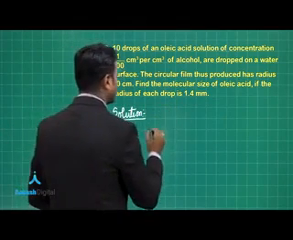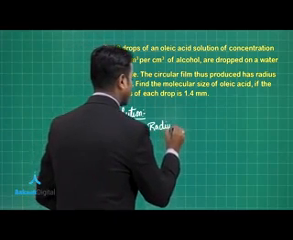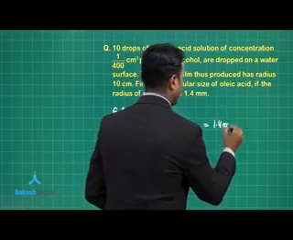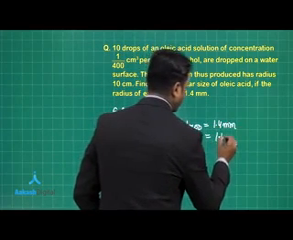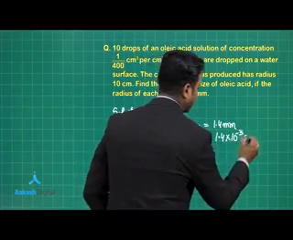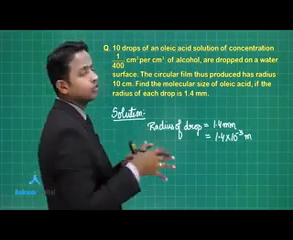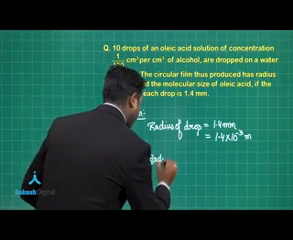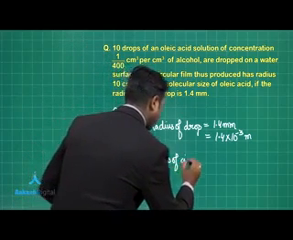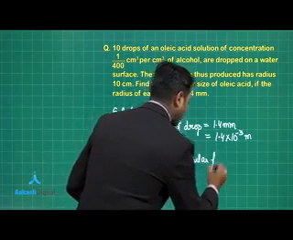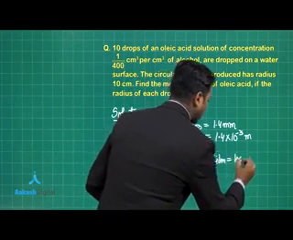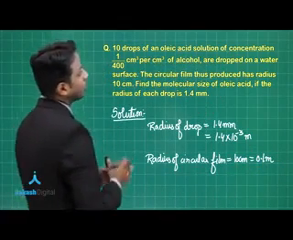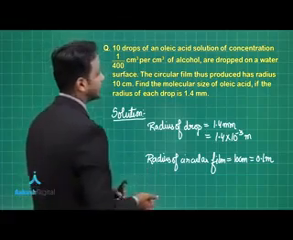The radius of the drop is given to you, so we can write down radius of drop is 1.4 millimeter, 1.4 into 10 to the power minus 3 meter, and then the radius of the circular film that has formed is 10 centimeter. So we can write down radius of the circular film is 10 centimeters, so that can be written as 0.1 meter. Now the total number of drops are 10 and the concentration is 1 by 400.